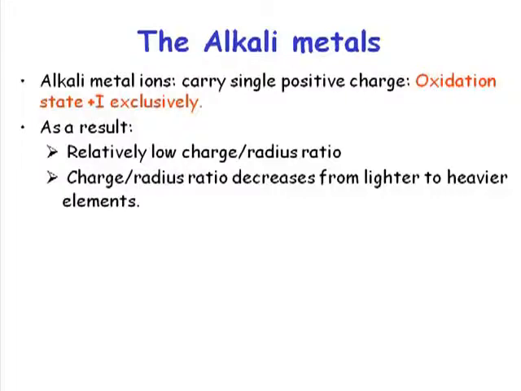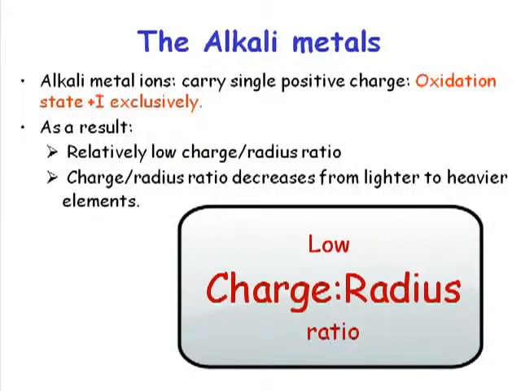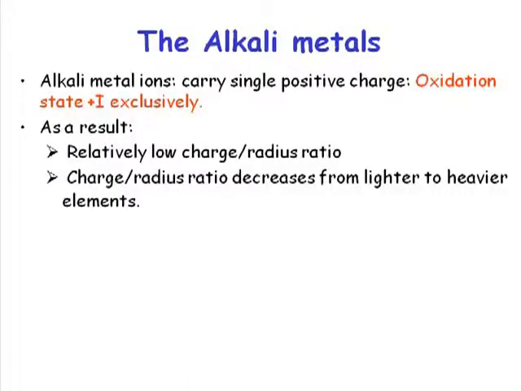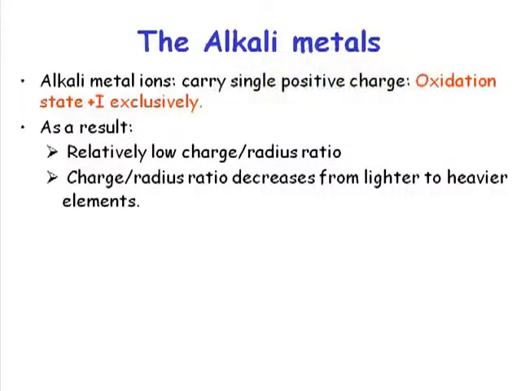Now, what you're going to have is a monopositive charge on your ion. And because the positive charge is just 1, and you have an ion, then essentially what you have is a relatively low charge to radius ratio. And it's important to appreciate that the charge to radius ratio is a factor that controls the lattice energy. So what we have is a relatively weak monopositive charge on there.